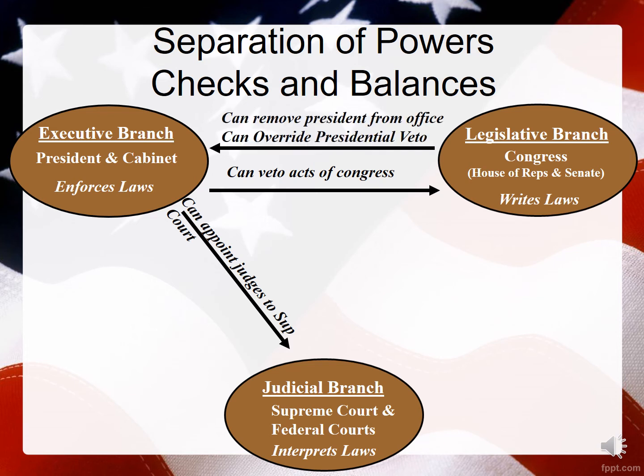So now let's look at the legislative branch and its checks and balances over the executive and the judicial. The legislative branch can override a presidential veto. So if the president vetoes it, the legislative branch can override that. They can also remove the president from office. Does anybody know what that is called? Yeah, that's impeachment. And so now over the judicial branch, the legislative branch can refuse to appoint the judges. And this is over the judicial branch as well as the executive branch.